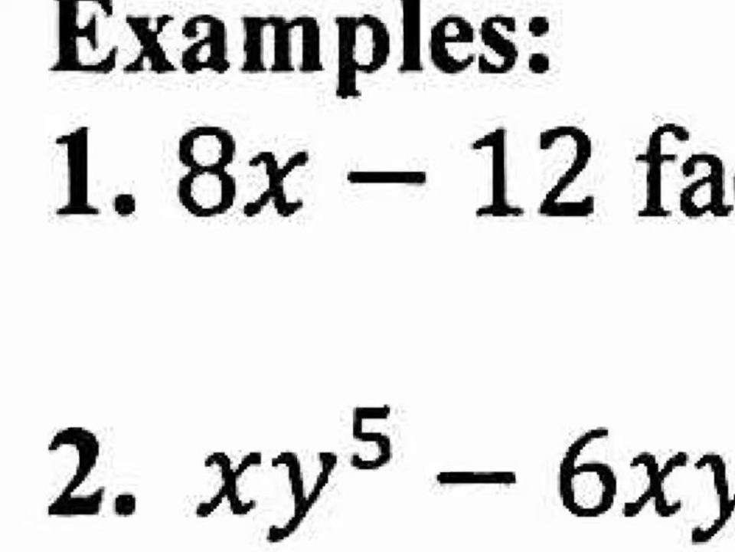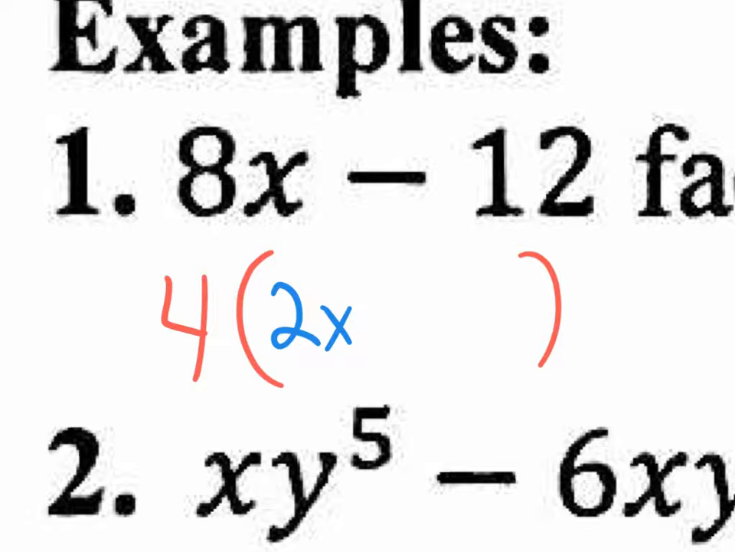So I could technically take the binomial 8x minus 12 and put a 4 out here. So guys, if I pull out a 4, think about this. If I pull out a 4 from the 8x, what would I have left over? In other words, here's a 4 on the outside. 4 times what would get you that 8x? 2x, right? So in there you'd have a 2x.